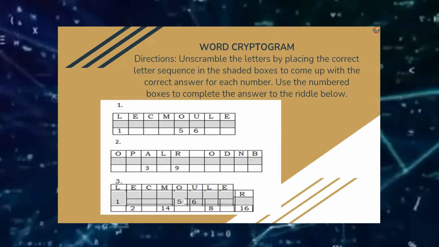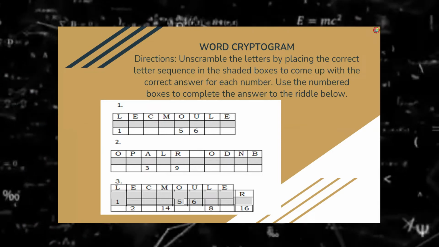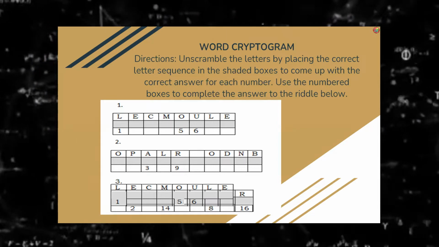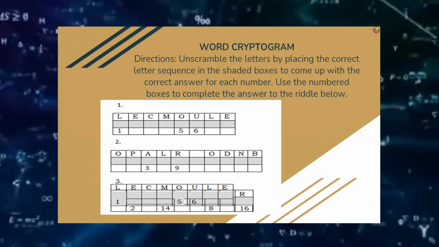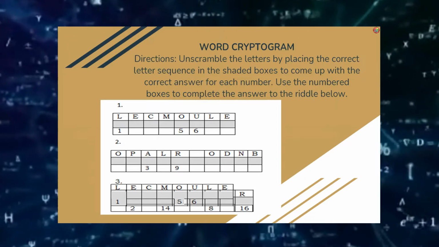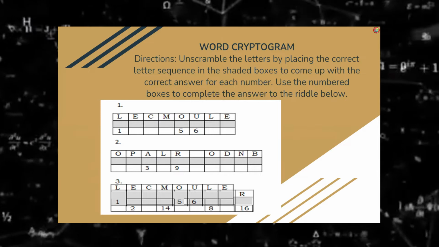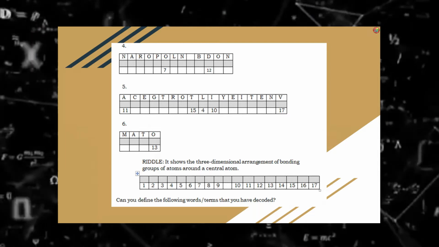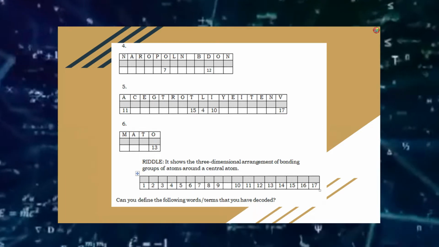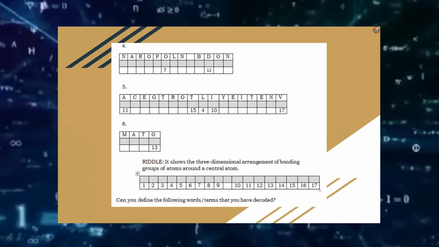Now, for our activity, word cryptogram. Directions: unscramble the letters by placing the correct letter sequence in shaded boxes. To come up with the correct answer from each number, use the numbered boxes to complete the answer to the riddle below. Number 1, 2 and 3, number 4, 5 and 6, and we have the riddle. It shows the three-dimensional arrangement of bonding groups of atoms around the central atom. After answering the riddle, answer this: can you define the following terms that you have decoded?